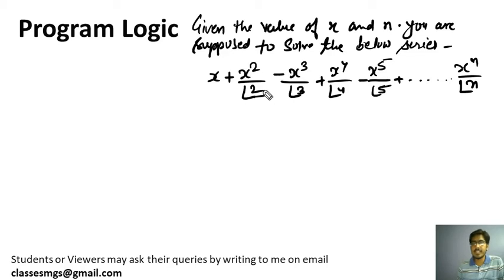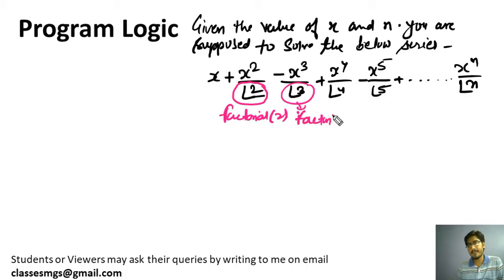What has changed is this: instead of dividing by 2, we need to divide by the factorial of 2. So we need to calculate the factorial of 2 and divide it: x square divided by factorial 2, then x cube divided by factorial 3. The remaining logic will remain the same as what we have discussed. So what is this logic?